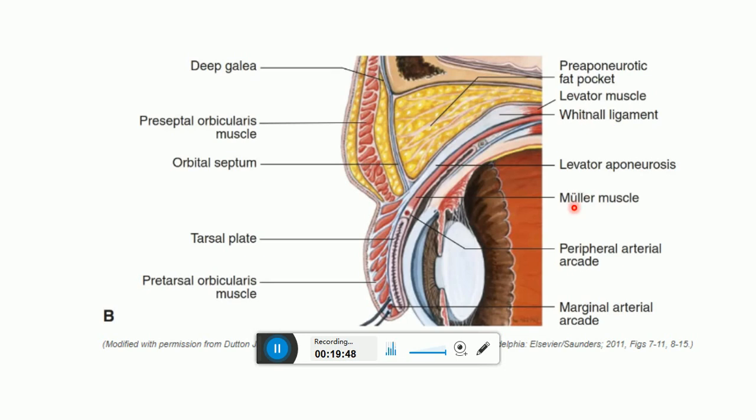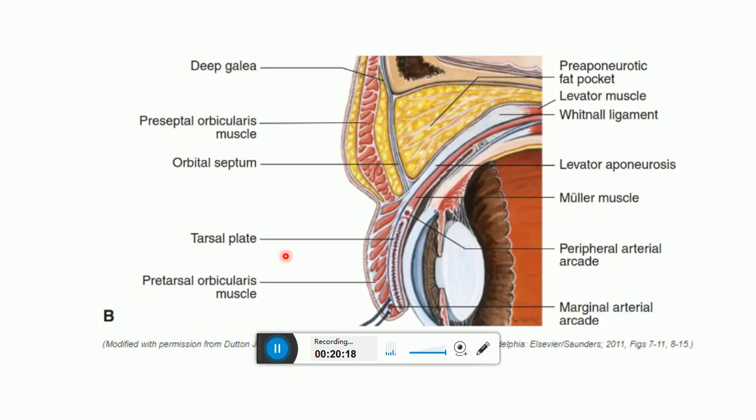Now this Müller muscle is a smooth muscle, and it is innervated by the sympathetic nervous system. The action of Müller muscle is responsible for 1 to 2 mm of the upper eyelid lift. The Müller muscle attaches to the upper border of the tarsus, here you can see, and into the conjunctiva of the upper fornix. Here you can see the conjunctiva of the upper fornix.